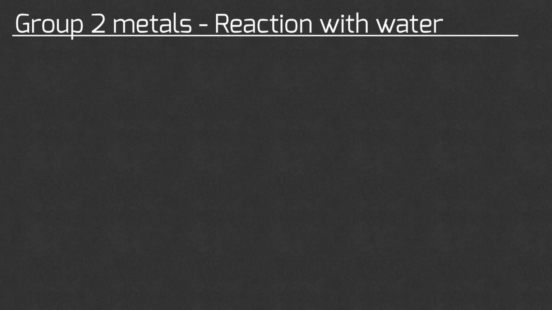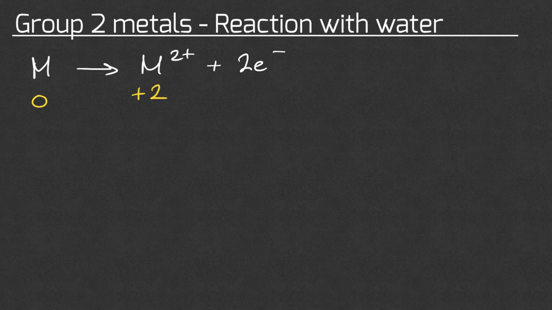We're now going to look at the reactions of group 2 metals with water. Group 2 metals react by losing electrons, so the group 2 metal is going to form a metal ion with a 2+ charge and 2 electrons. And we can see this in the oxidation states. The metal goes from an oxidation state of 0 to an oxidation state of +2. So for example, magnesium would go to magnesium 2+ plus 2 electrons.